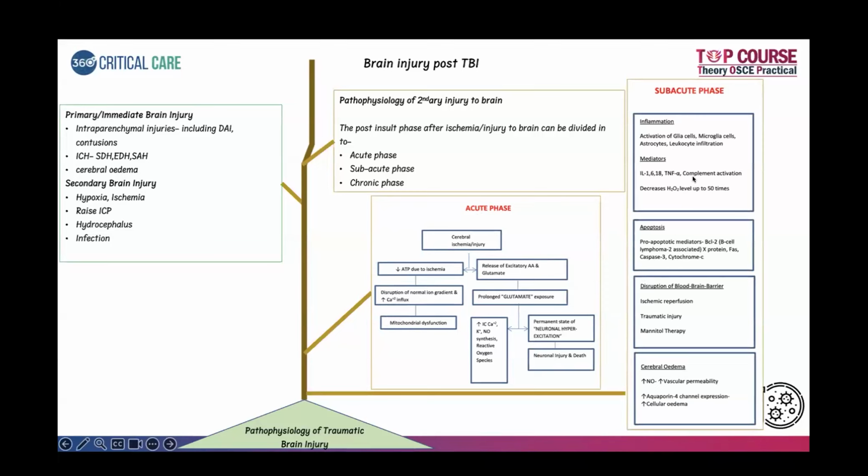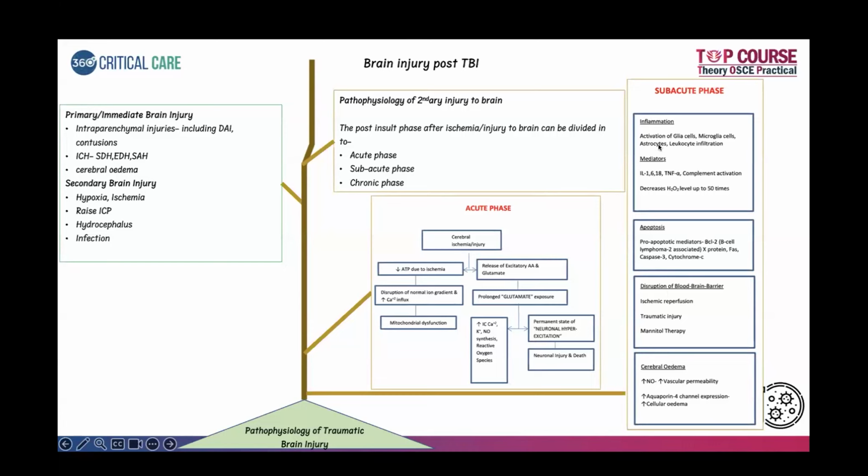Subacute is more what we know about, right? Either it is because of inflammation, apoptosis, disruption of the blood-brain barrier, or cerebral edema, or all together. So there are at least four different types of mechanism that constitute the subacute phase of injury in a traumatic brain injury, secondary brain injury. Primary, you forget about that. You have injury directly to the brain, or there is a hematoma or something. So the primary is not a big deal. The secondary is the main thing. The acute phase we talked about. The subacute phase is governed by inflammation, apoptosis, disruption of the blood-brain barrier, and cerebral edema.